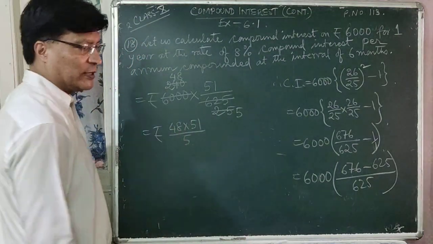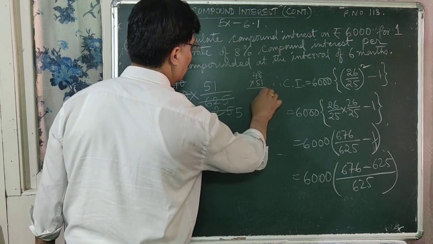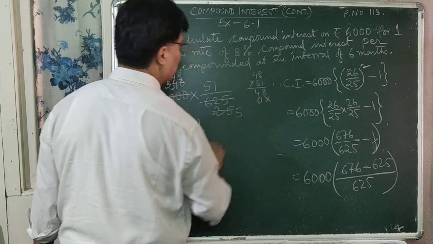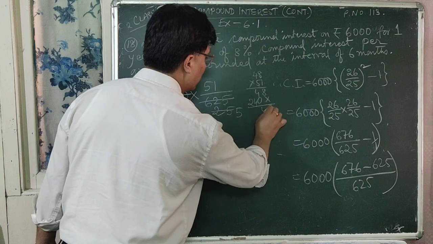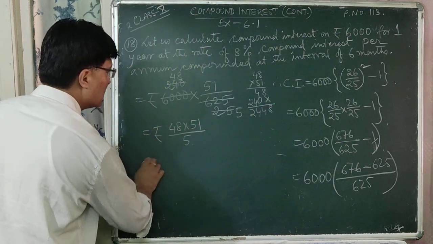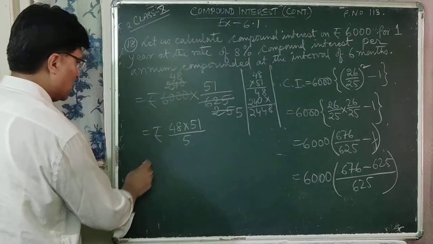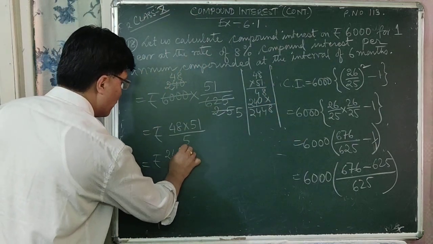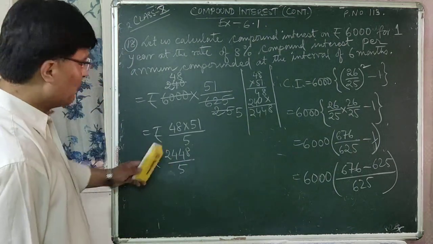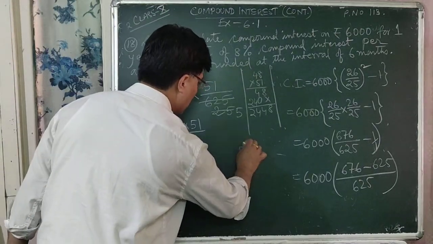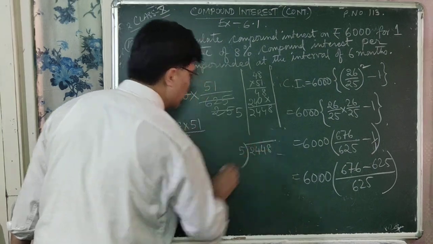Now again multiply them. 48 and 51, multiply them. 5 8s are 40. 5 4s are 20 plus 4, 24. 8, 4, 4, 2. That means it is rupees 2448 divided by 5. Right? Again divided by 5. Now 2448 is divided by 5.